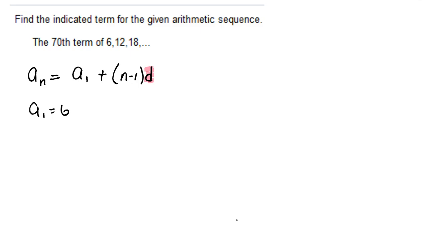So we'll look at consecutive terms and find their difference. The first two terms are 6 and 12. When we take their difference, we get 6. When we look at the next two terms, 12 and 18, and we take their difference, 18 minus 12, we get 6. So the common difference for this arithmetic sequence is 6. So now we know that d is 6.